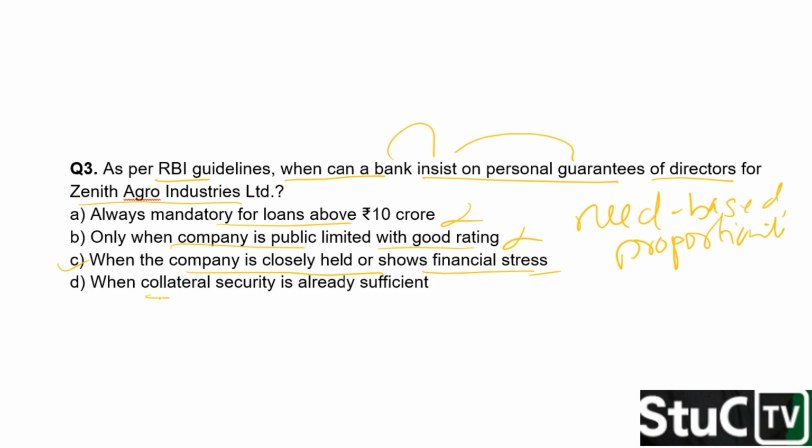And collateral security is already sufficient. Again, this is totally wrong. If collateral security is already sufficient, your risk is covered, then why do you need another guarantee? So answer C is the best option. This will be the right answer.